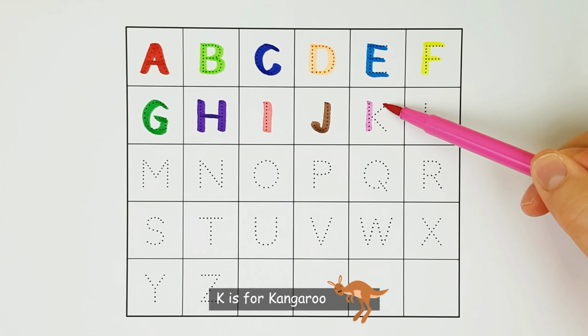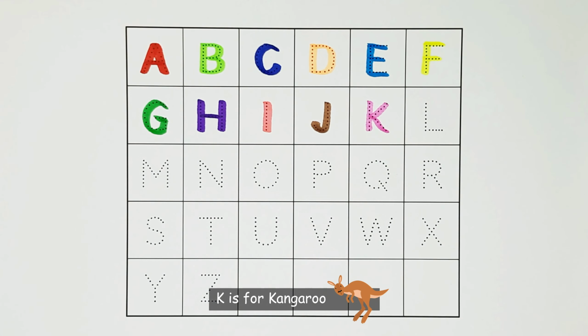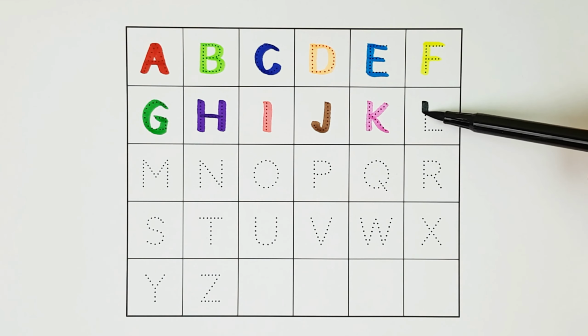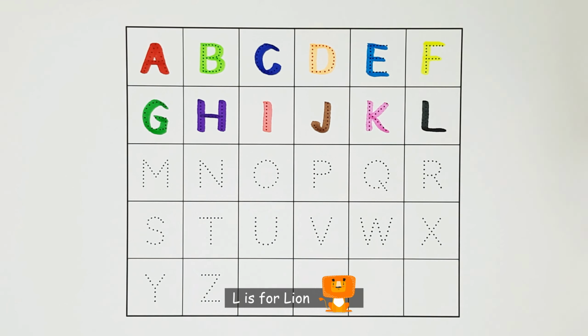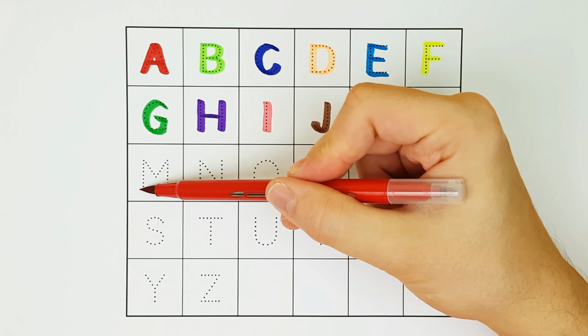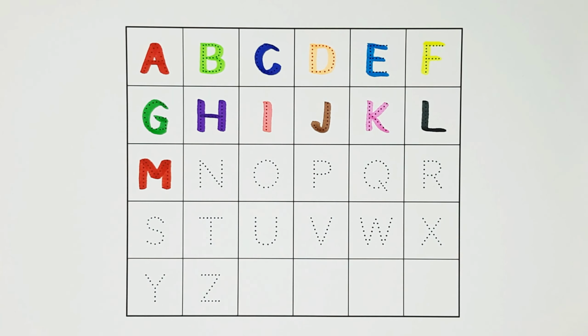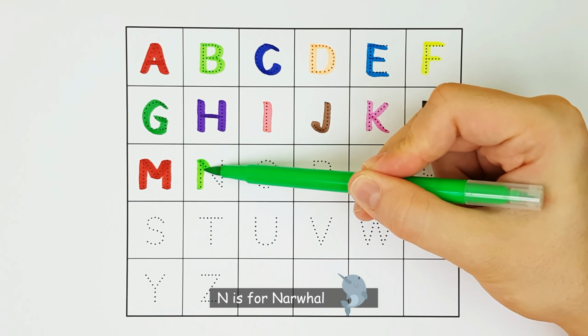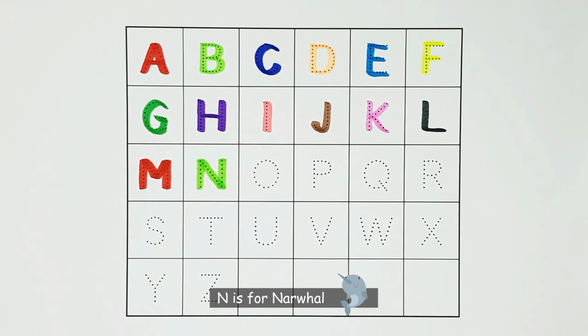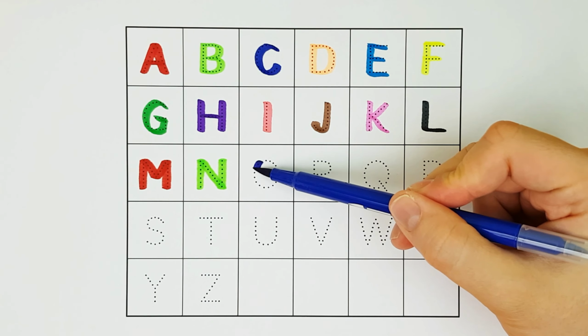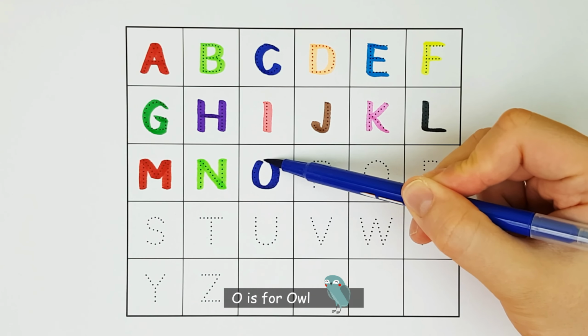K. K is for kangaroo. L. L is for lion. M. M is for monkey. N. N is for narwhal. O. O is for owl.